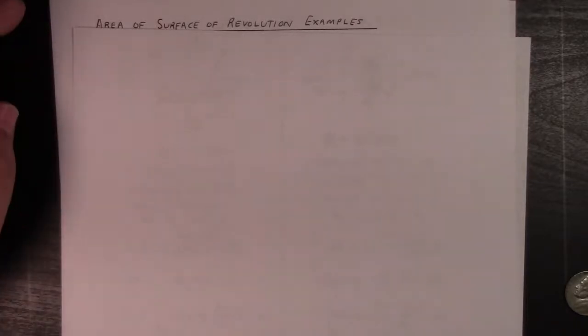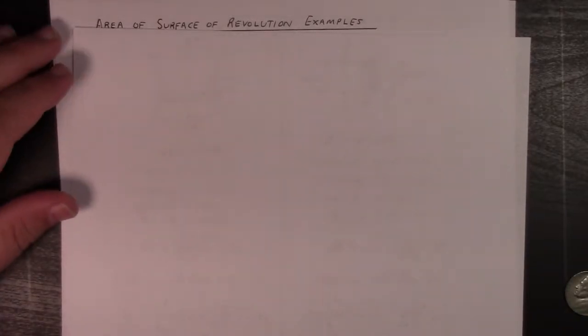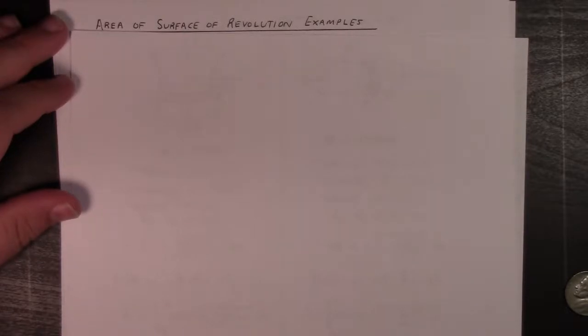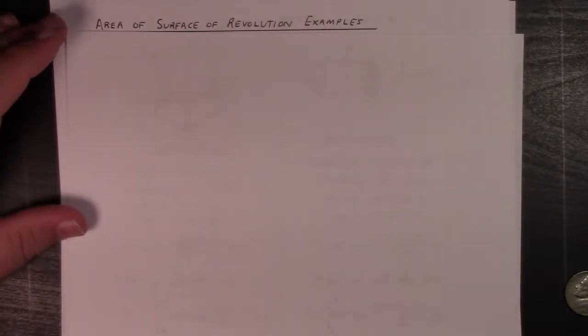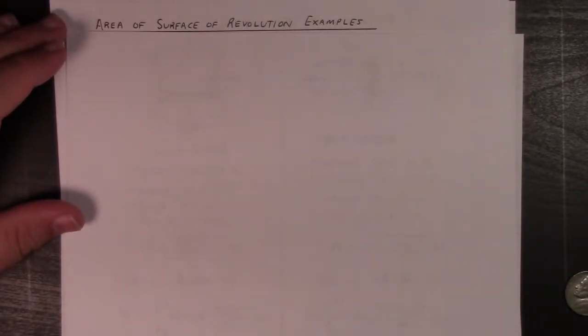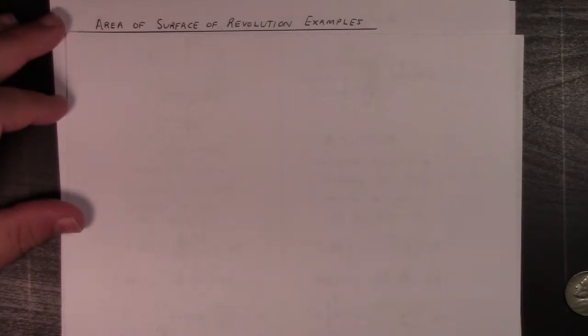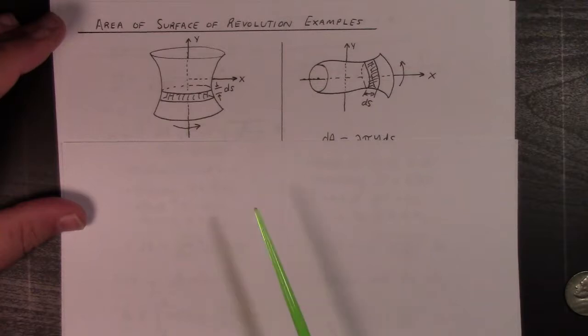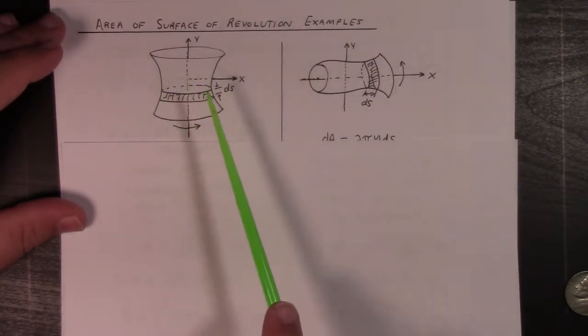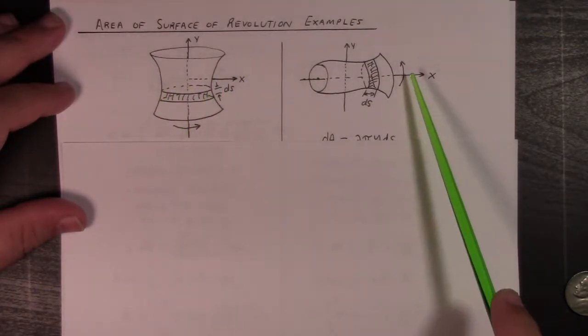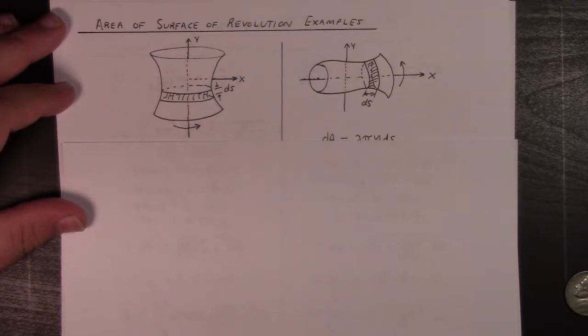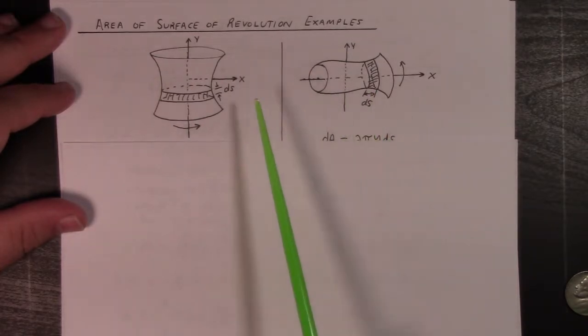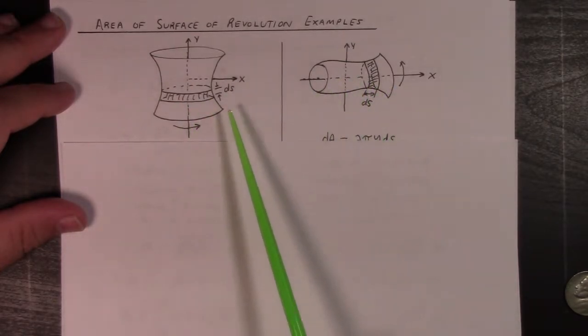In this video, we'll talk about how to calculate the area of a surface of revolution. Alright, so there's two main kinds of surfaces we have in mind. The one on the left, the one on the right here, either from revolving around the y-axis like so, or from revolving around the x-axis like that. These are relatively simple three-dimensional shapes.